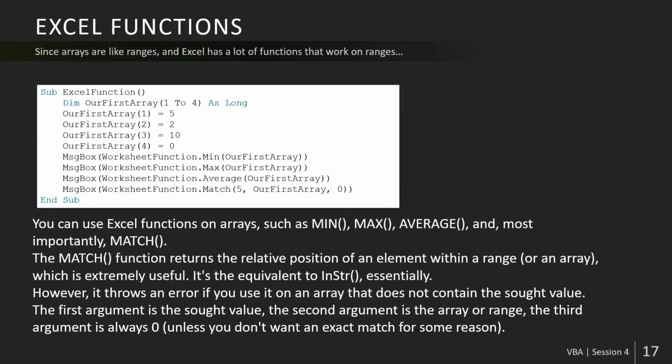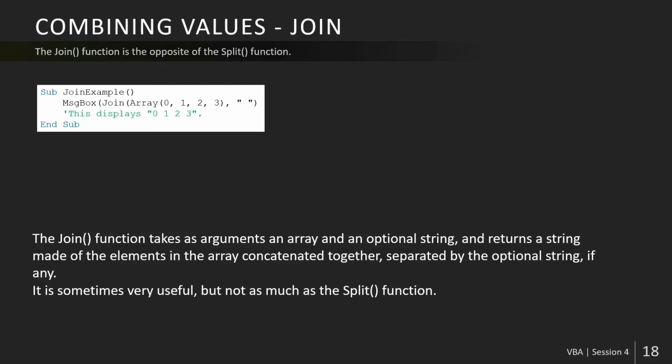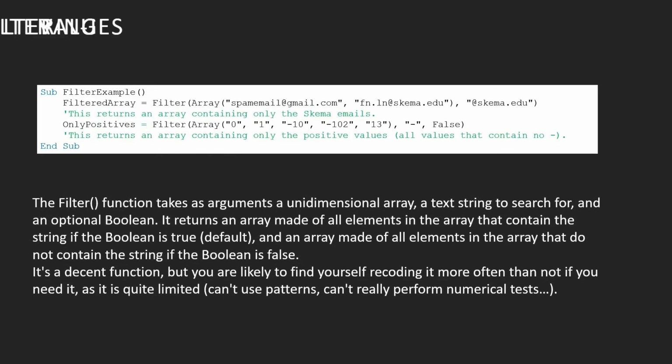Another consequence of arrays being like ranges is that Excel functions that work on ranges work on arrays. Most notably, the match function, which returns the relative position of an element within a range. Another function for arrays is called join. It is the reciprocal of split in that it takes as argument an array and a separator character and creates a single string. It is less useful than split.